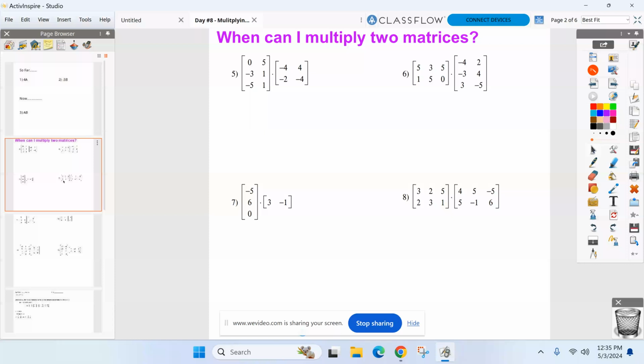I just need you to focus up here. I'm not even going to go to the notes yet. First, I need you guys to understand when you're allowed to multiply, because you just can't multiply any two matrices.